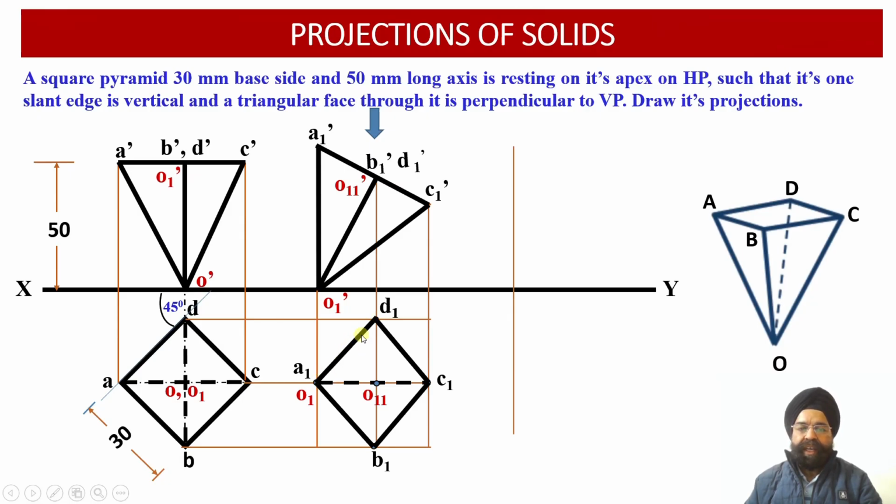Please check this plan projection view. Now we are going to talk about this surface. This is a triangular surface which appears as an edge view in the top view projection of this inclined inverted square pyramid: O1, A1 and D1. This is the surface we are talking about. It is a triangular face containing this vertical slant edge OA.